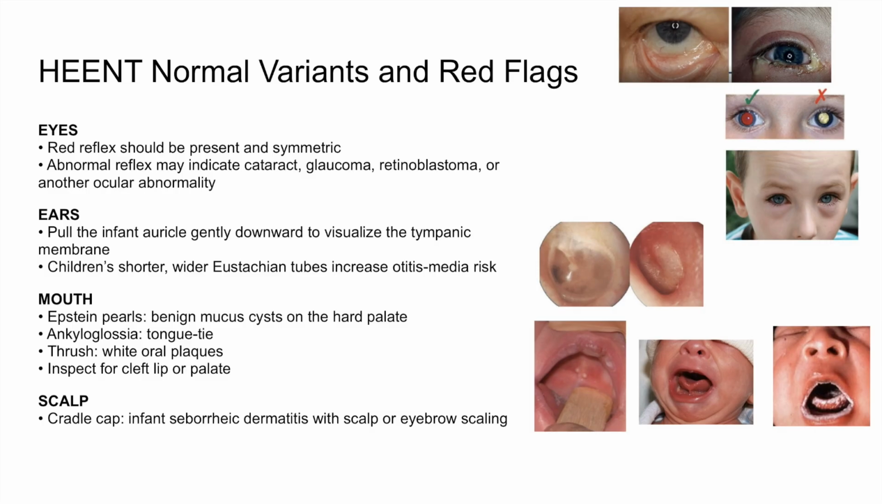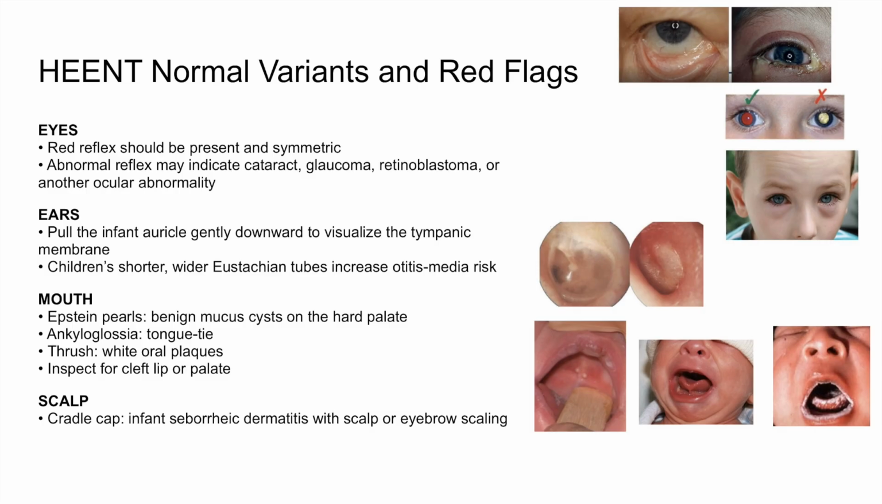So their shorter and more horizontal Eustachian tubes allow nasopharyngeal secretions to reach the middle ear more easily, and so that's why kids commonly get otitis media. Small white Epstein pearls, horrible name, on the hard palate are benign keratin-filled cysts that disappear spontaneously. In contrast, thrush produces adherent white plaques that do not wipe away easily.